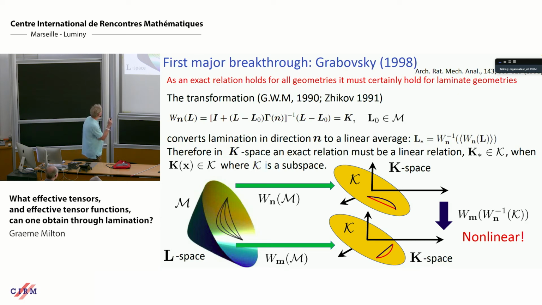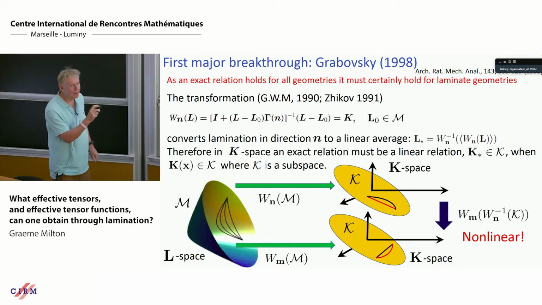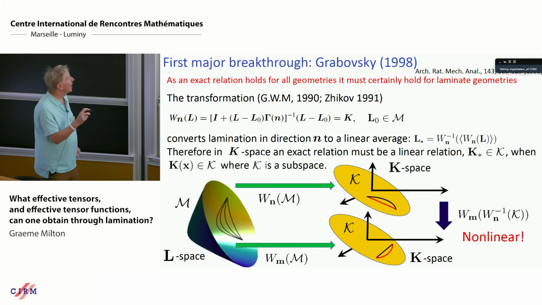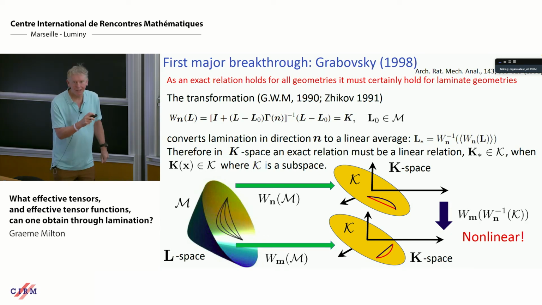What's sort of interesting is there's this fractional linear transformation that depends upon this gamma operator. So this is in Fourier space now. When you take the Fourier transform of the gamma operator, it becomes something local in Fourier space, only depending on the Fourier vector k, but this is now n, the direction of lamination. But what's nice about this formula is that it converts lamination into a linear average.